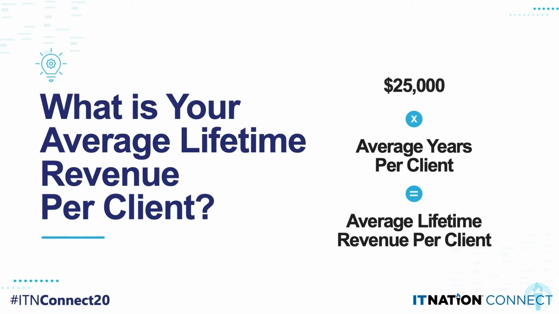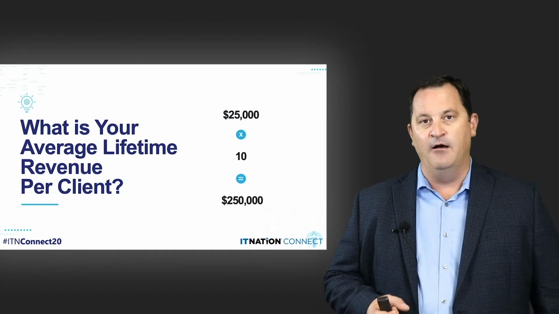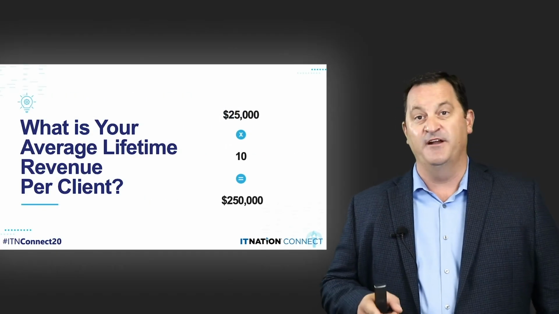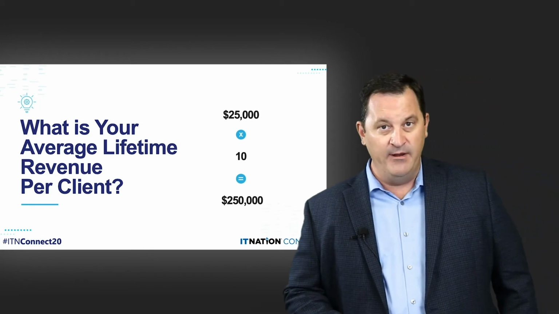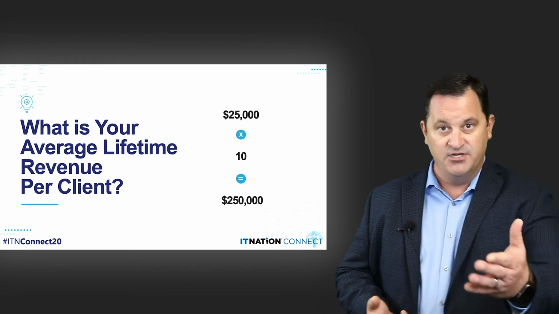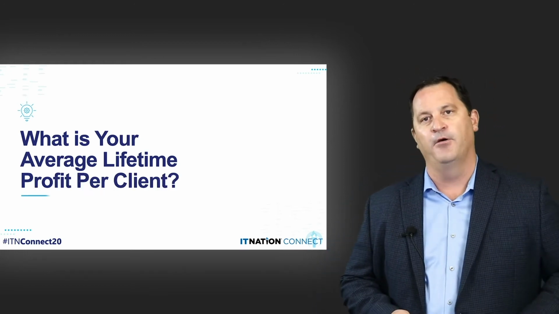So in this example, my average client gives me $25,000 in revenue, and I keep them for an average of 10 years. That means my average lifetime revenue per client is $250,000. Now, to find out what every lead's worth, the next step is we're going to find out how much profit a client gives us over time. Now we know the revenue, it's $250,000. You should know that number for you right now. What is your average lifetime revenue per client?